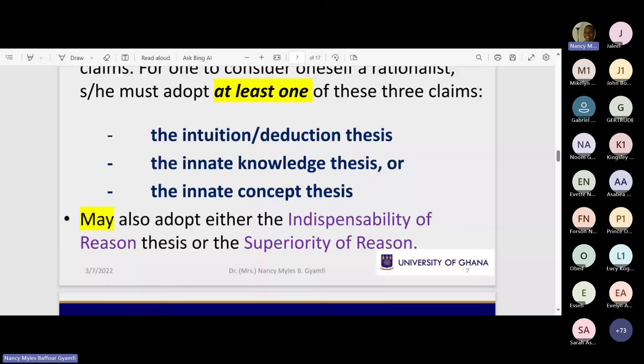And so these ones are additional. That is why you may subscribe to them or may not. If you don't have them, they don't make it any less rationalism. If you have them, they make it extra nice. What is that? The view that reason is indispensable. Some guys think that reason is indispensable. Dispense means to give it. You see, dispensary, a chemist shop, you can also call it a dispensary.